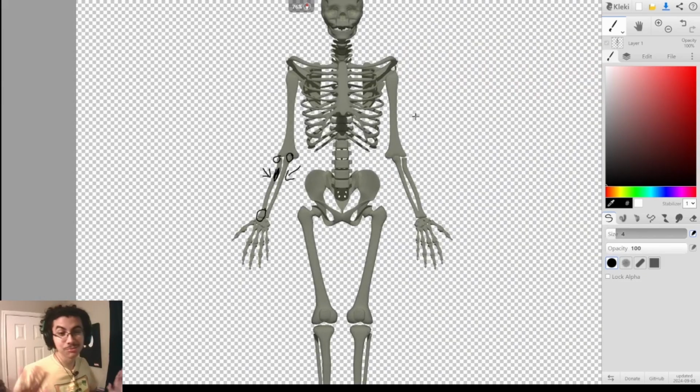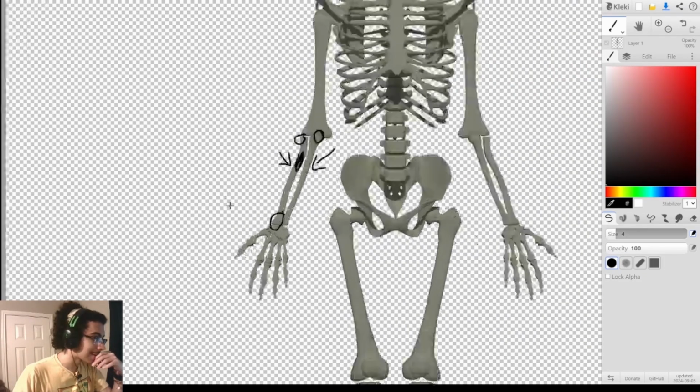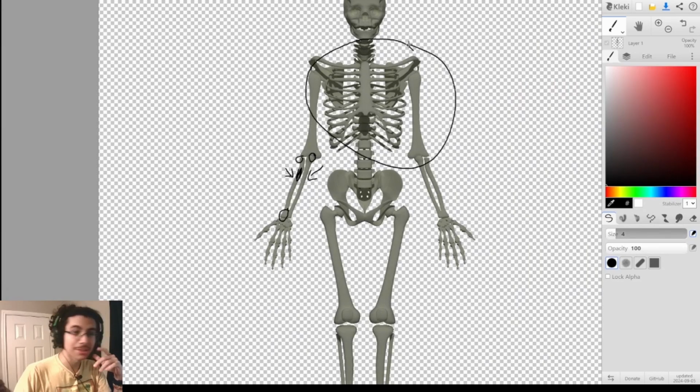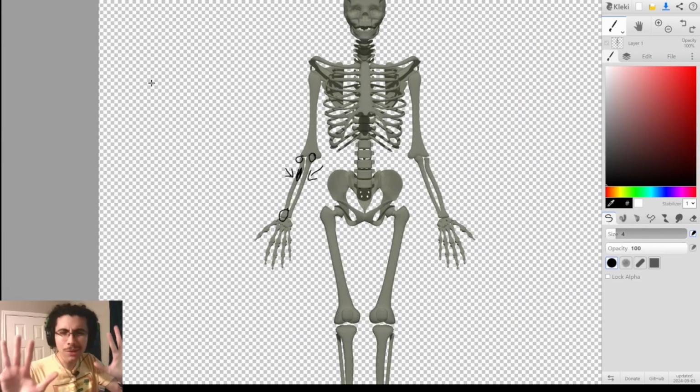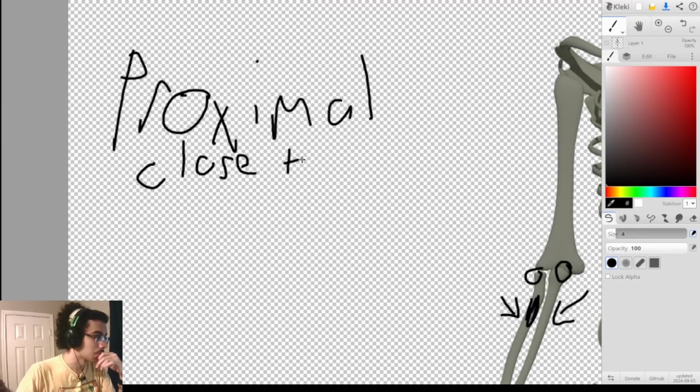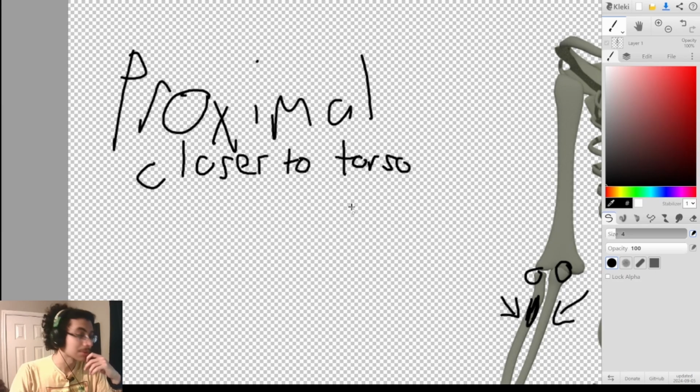Now, I gotta explain some other terms to you real quick. First of all, proximal is closer to the torso, that being this thing. I'm gonna get rid of this circle because you don't really need it, but let's write it down so that you can remember it better. Proximal, close to torso. Closer to torso.